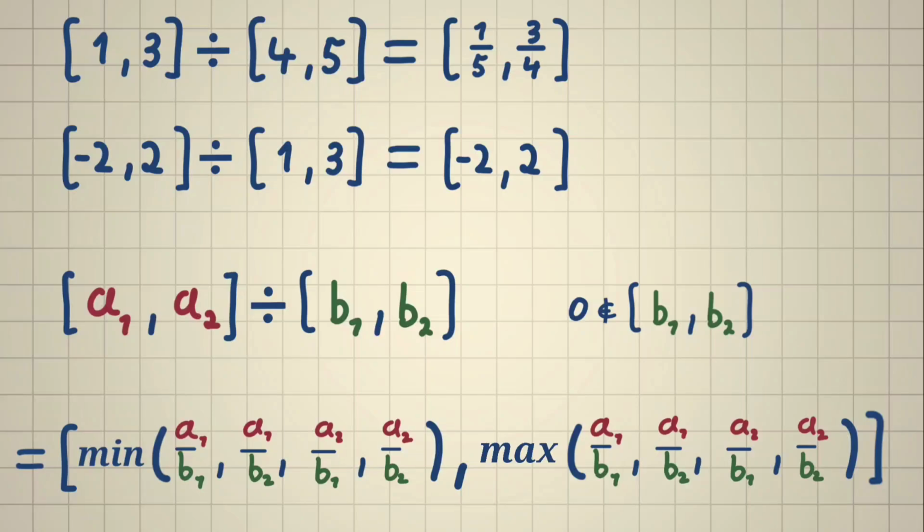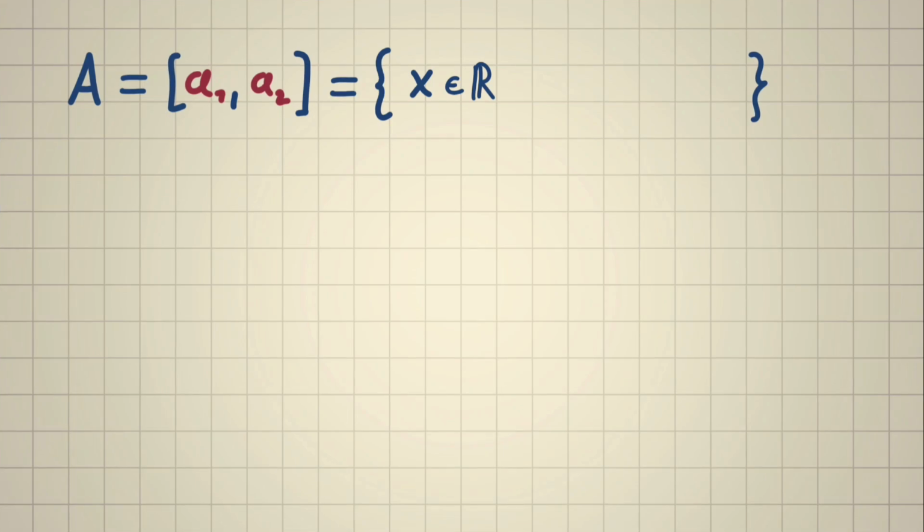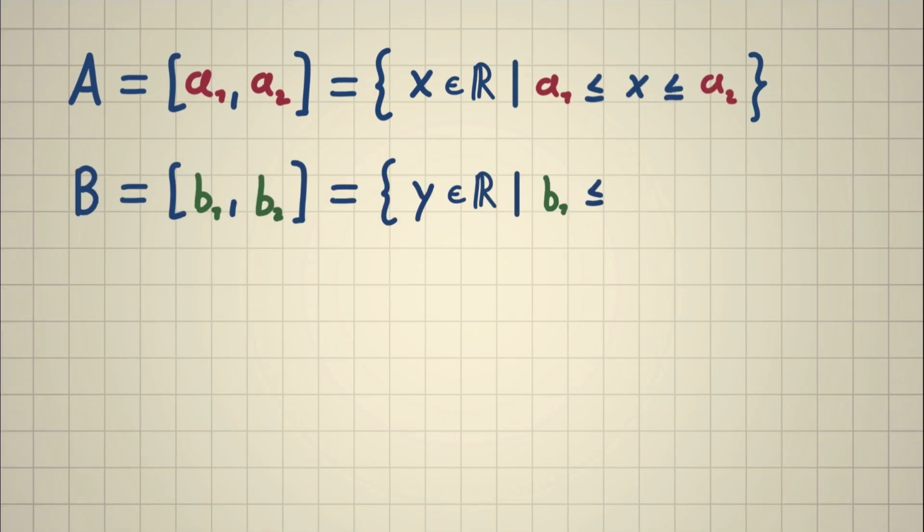Let's break it down in a more mathematical way to make it look cool. An arbitrary real interval A with boundaries A1 and A2 is nothing more than a set of all possible real values. Let's call them, for example, x. For these elements, the following holds: x is greater than or equal to A1 and less than or equal to A2. The same applies to some other interval B.